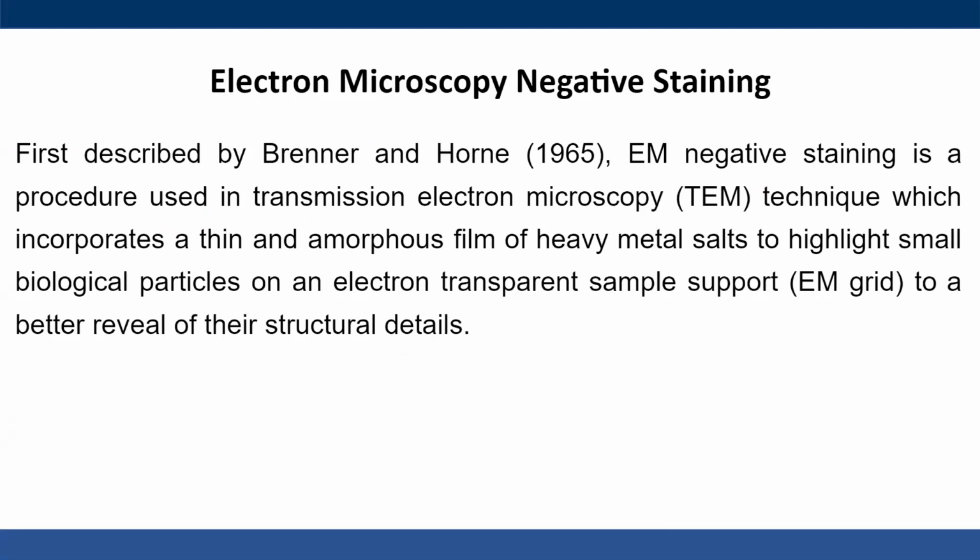Electron microscopy negative staining was first described by Brenner and Horn in 1965. It's a procedure using the transmission electron microscopy technique, which incorporates a thin and amorphous film with heavy metal salts to highlight small biological particles on an electron-transparent sample support, what we call a grid, for a better view of their structural details.